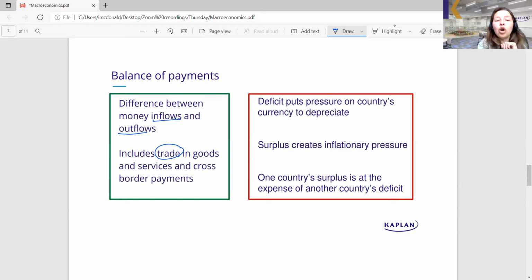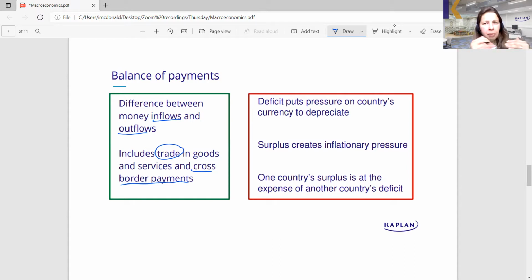There could also be cross-border payments. For example, if you have friends or family abroad, you might support them by transferring cash to them, or the government of a country could help another nation by giving them funding for healthcare, educational, or other programs. But let's now think about what we want to achieve in this balance of payments. The macroeconomic policy objective says we want a balanced balance of payments, as in we want our inflows to be equal to our outflows. Why is that?